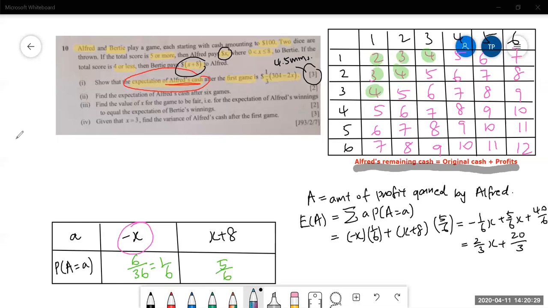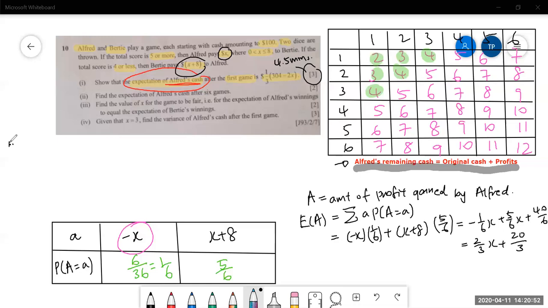Okay, because we haven't finished calculating yet. Over here, we have to look at Alfred's remaining cash, which is original cash plus profits. I see, it's just 100 plus that plus this, right? The 2/3. Yes. But then the answer is 1/3, then there's a -2x.